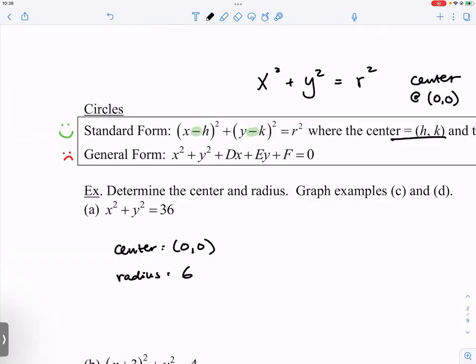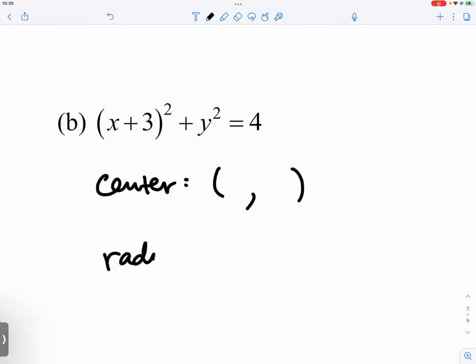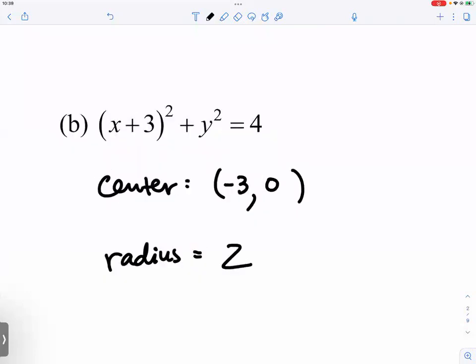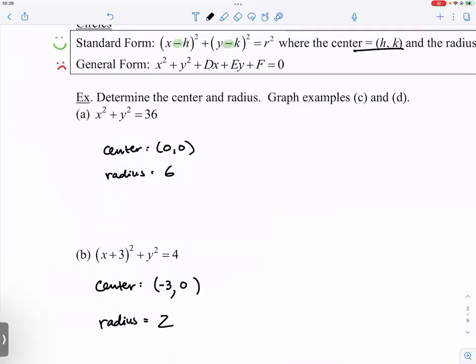Okay. So for part B, where is the center? The center is -3, comma, 0. And the radius is 2. Okay, so that's easy. If you know your equations, you have no problem extracting the information.